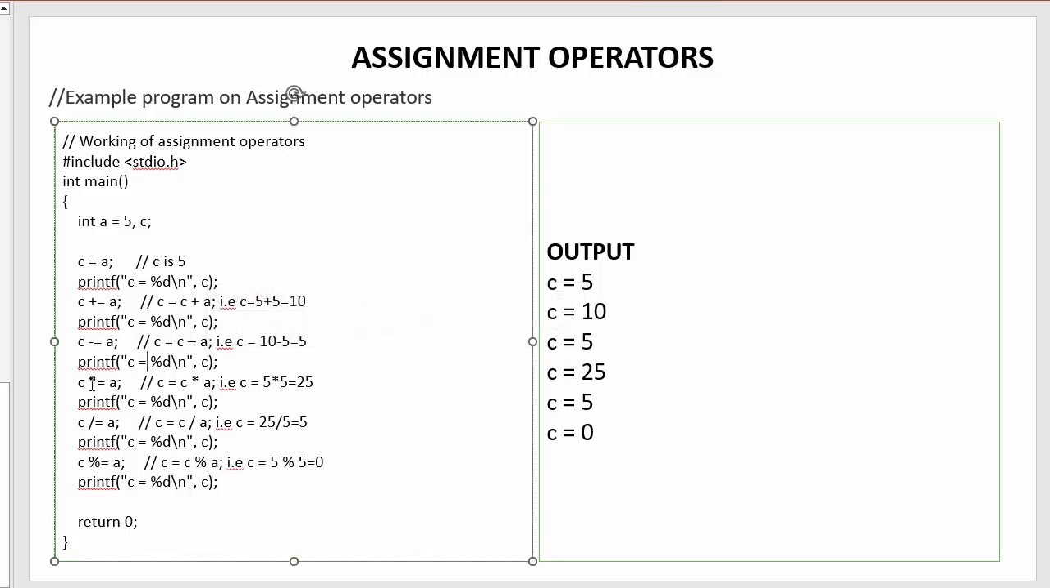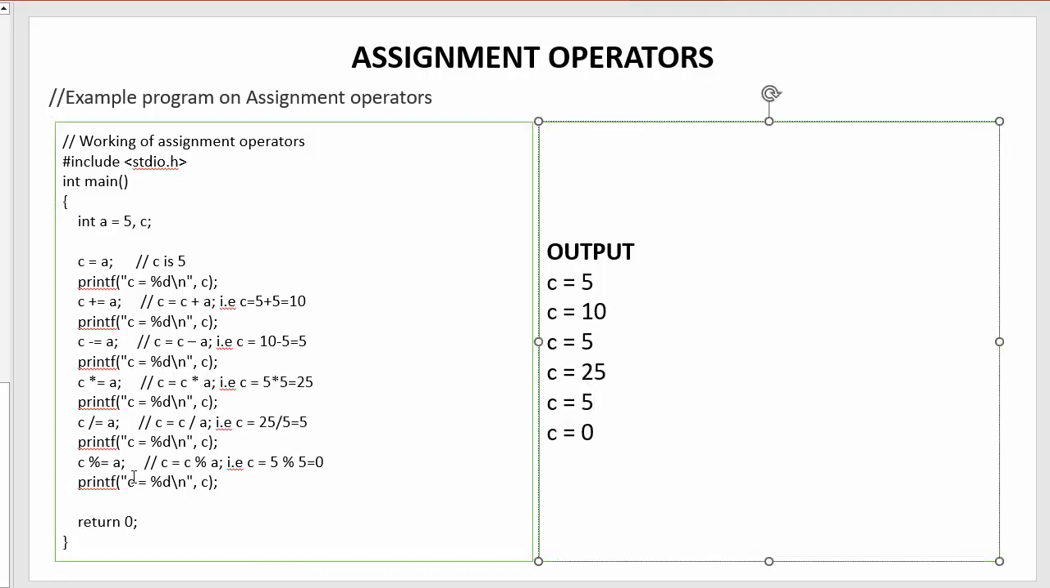Next, c star equals a, which can also be written as c equals c into a. Now the value of c we changed in the last statement to 5. So 5 into the value of a, which is 5, becomes 25, and we are printing that 25 here. Next, c divide equals a, which can also be written in the form of c equals c divide a, and the value of c we changed in the last statement to 25. So 25 by 5 becomes 5, and we have printed that value of 5 here.